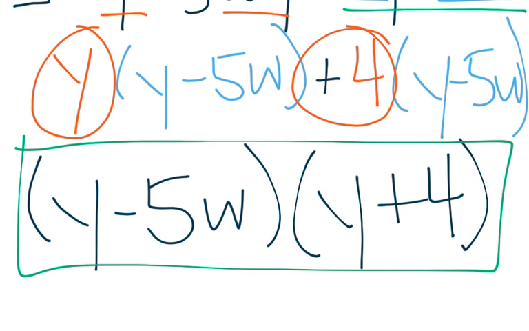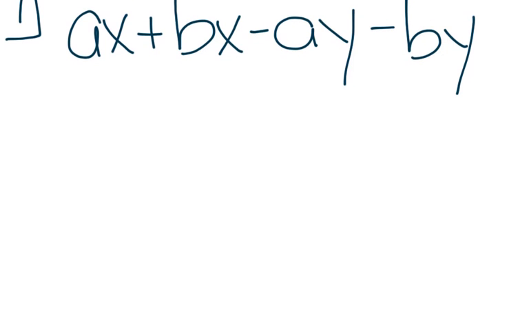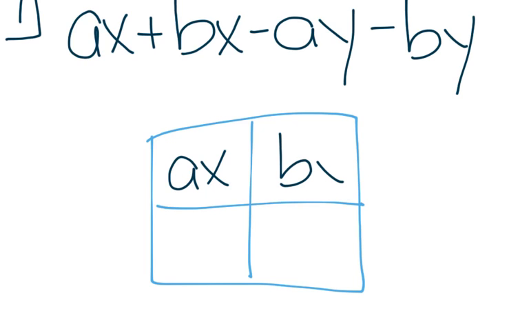Okay, so now I'm going to show you another way of doing this. As you can see, we have four terms, and what we can do now is make a box and put each of these into one square. So we have ax plus bx minus ay minus by.